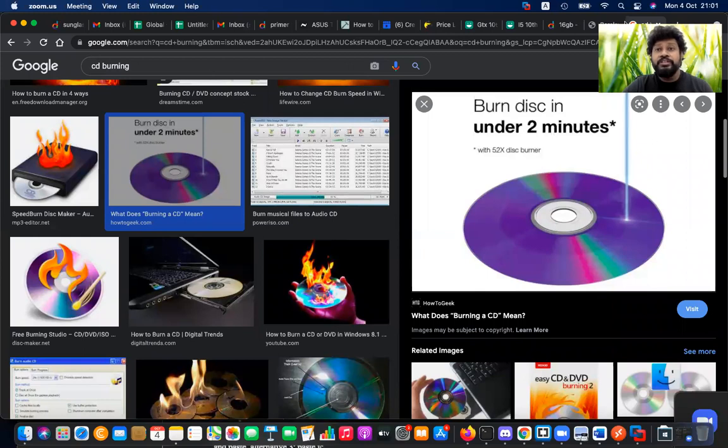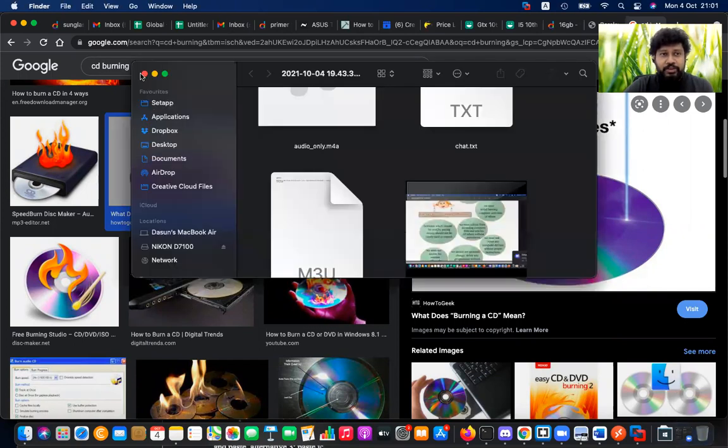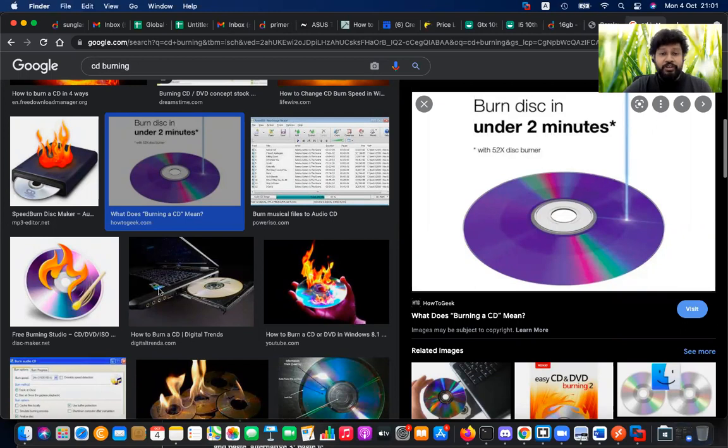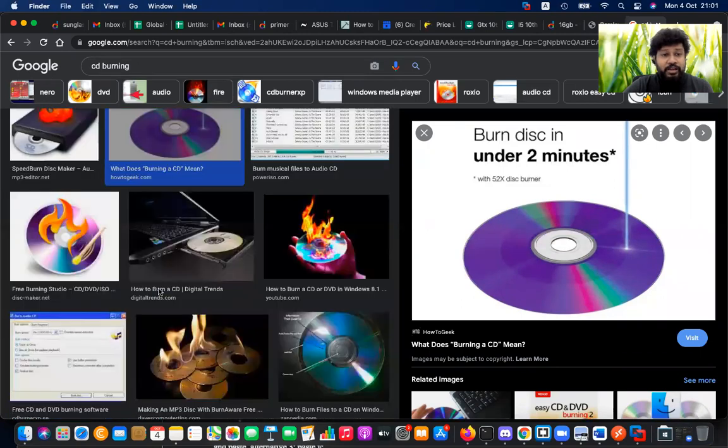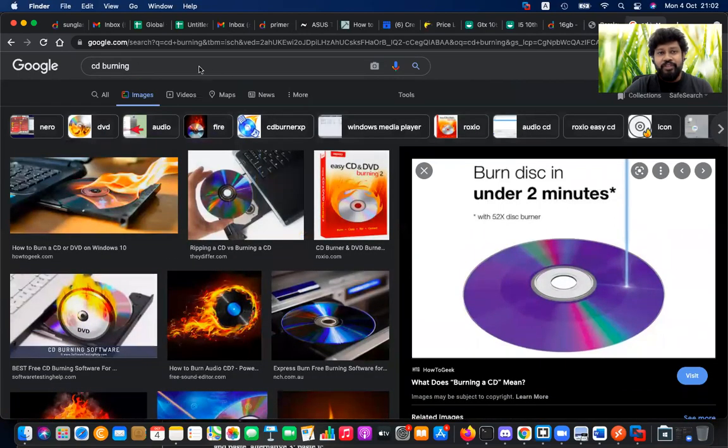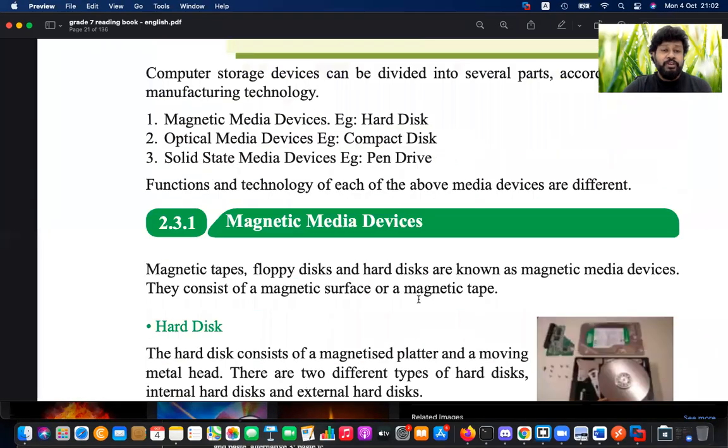Electronic storages are different from them because electronic storages use electronic mechanisms, solid state mechanisms. Actually, no moving parts. CD rotates, DVD rotates, hard disk rotates. But electronic storages, pen drive, memory card, those do not rotate. Without rotating, they store the data. So those are called solid state memories. That is the third type that we have to learn there.